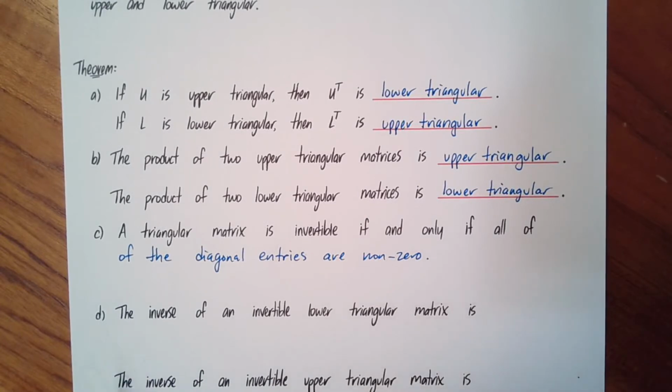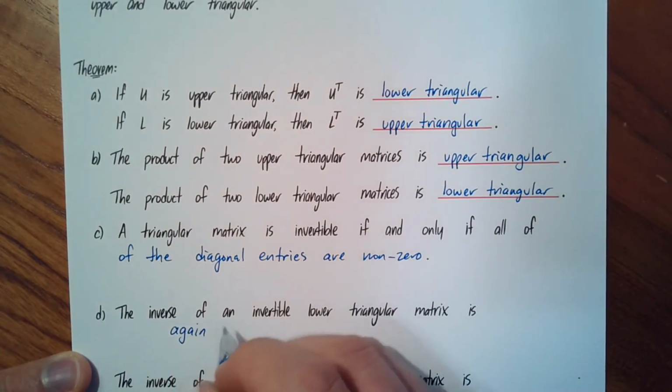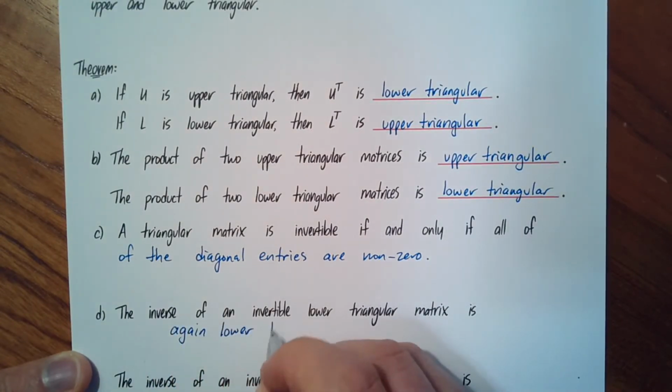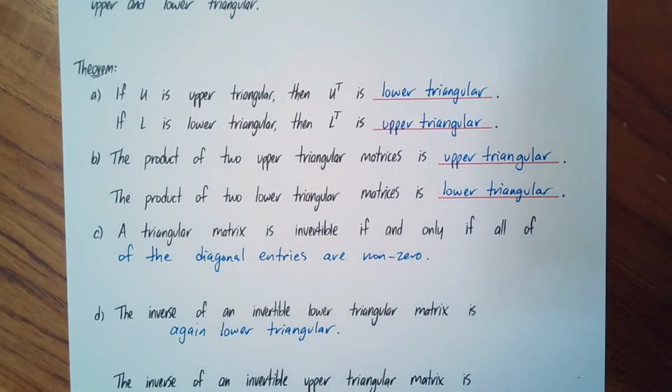For part D, we've now got two more statements about the inverse of triangular matrices. So start with a lower triangular matrix. If you have an invertible lower triangular matrix, its inverse is going to be, again, lower triangular. And that's not an obvious fact, but I'm telling it to you so you now know it's true.